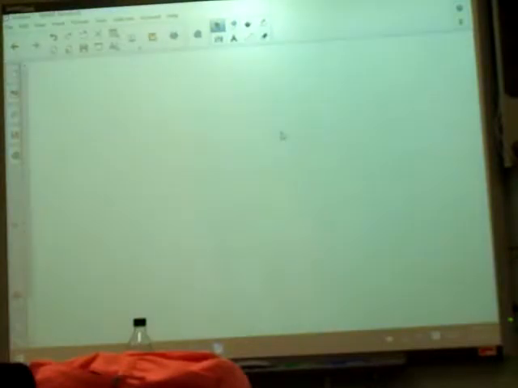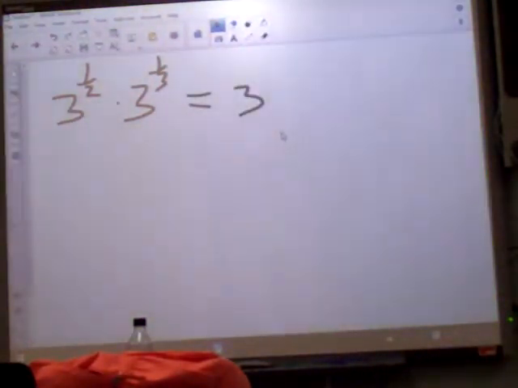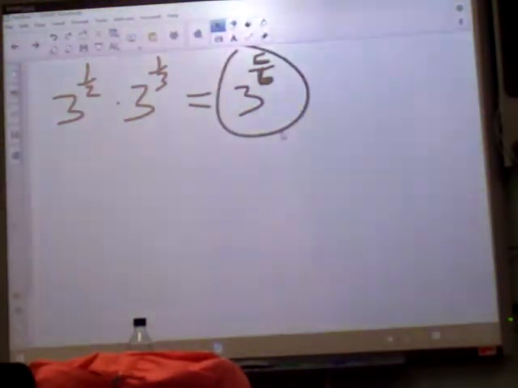This one, I'm going to do some power rule review here. I've got 3 to the 1/2 times 3 to the 1/3. So base is the same, 3 and 3. What do you do with powers when it's multiply? You add, good job. So that's 3/6 plus 2/6, which would be 5/6. So we would have 3 to the 5/6.